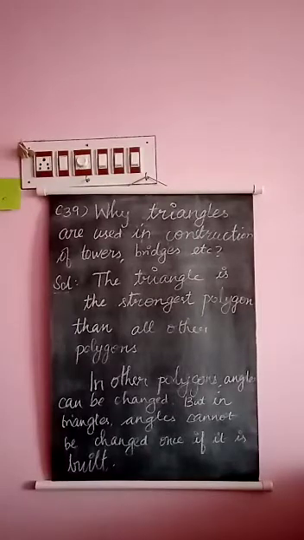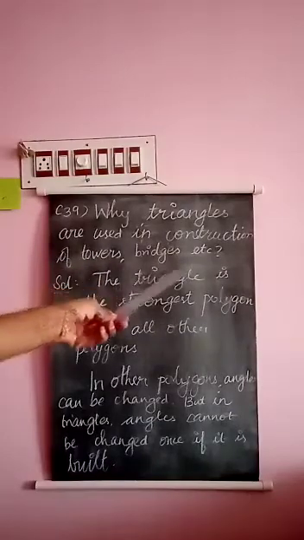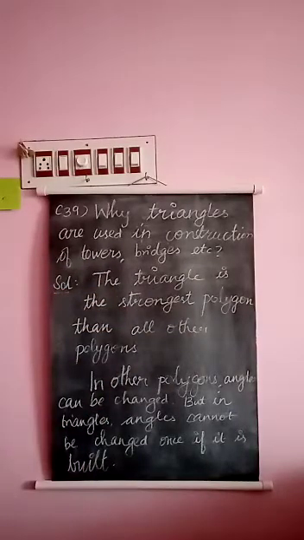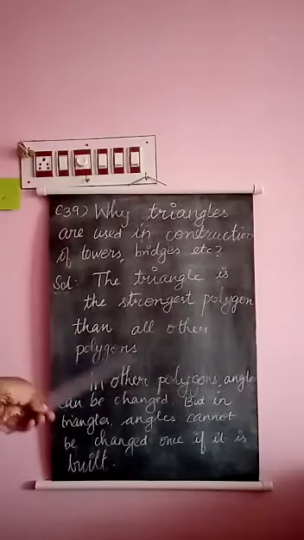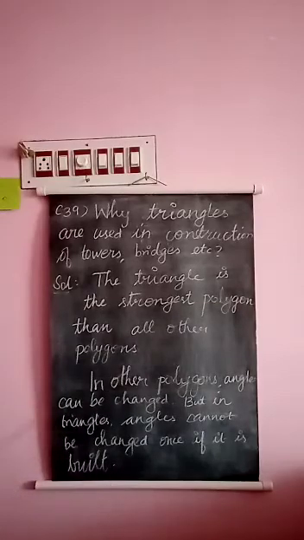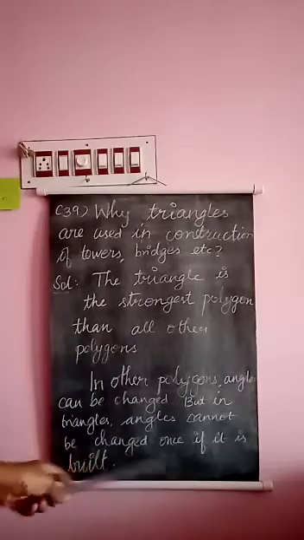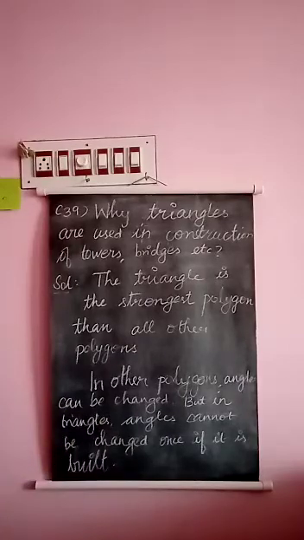Look into the next question, C39. Why are triangles used in construction of towers, bridges, etc.? Just now we saw that triangles are very strong, and even when any force or pressure is given, it cannot be changed. So triangles are the strongest polygon compared to all other polygons. In other polygons, angles can be changed, but in triangles, angles cannot be changed once it is built. Once it is built in any angle, it cannot be changed to any other angle. Its angle cannot be varied. But in other polygons, the angles can be varied.